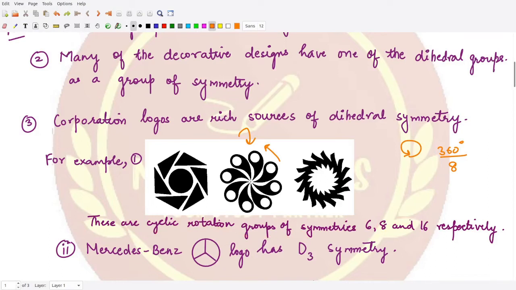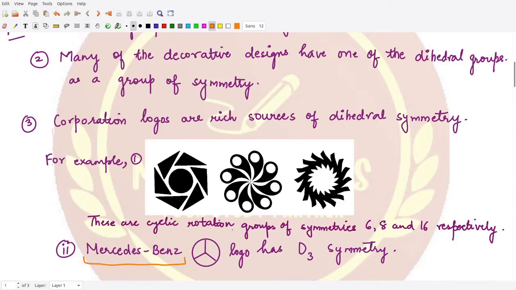Similarly, the next figure corresponds to a cyclic rotation group having symmetry 16. This is in accordance with this logo here, in which you see these portions, they are total 16. So when you rotate it 16 times, it forms a cyclic rotation group having symmetry 16, right?